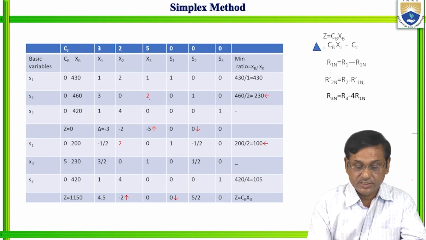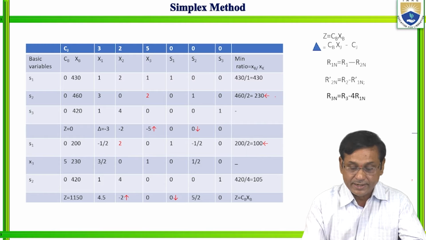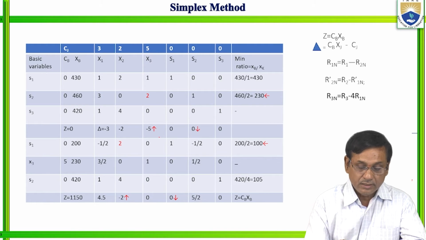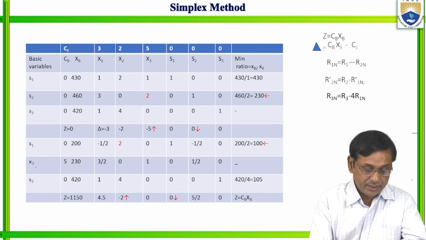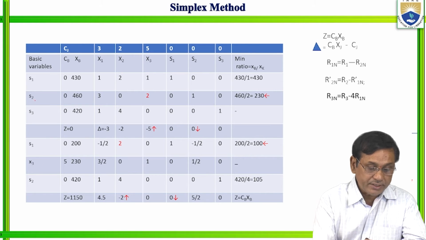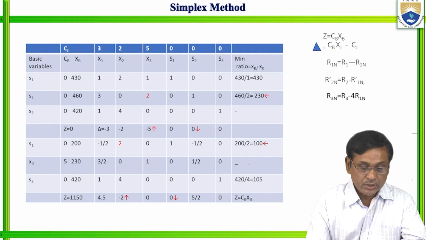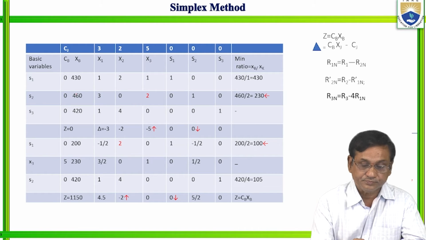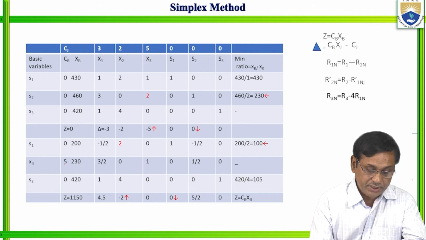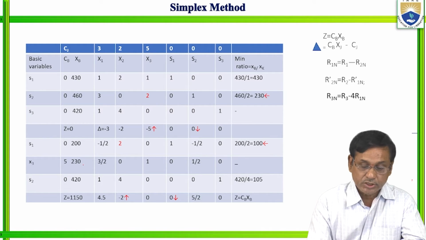Now the key element is other than 1, so divide that entire row by 2 and write that in the second row in the next table. The incoming vector is X3 and the outgoing vector is S2. That means S2 must be replaced by X3. So first write that row. The X3 coefficient in the objective function is 5, so corresponding to CB, you write 5. And the XB value is 460 by 2, that is 230.